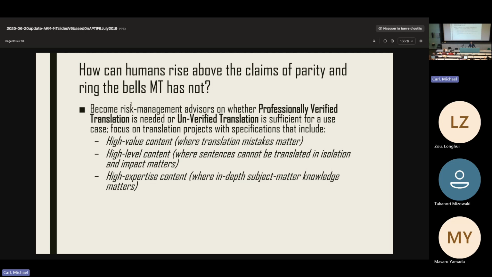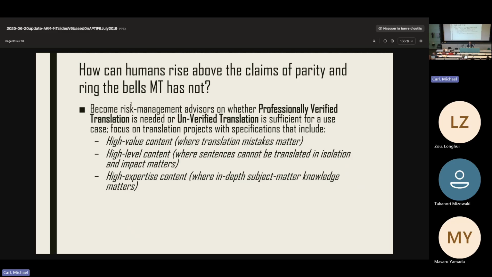And within that, look for high-value content where mistakes matter. It actually matters whether there's a mistake in the translation. High-level content where it cannot be translated well, sentence by sentence, out of context. If you can scramble the sentences and pick out one at random and translate it well, it's not high-level content, the way I'm defining it.